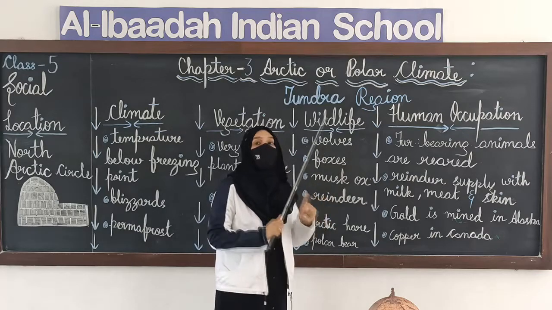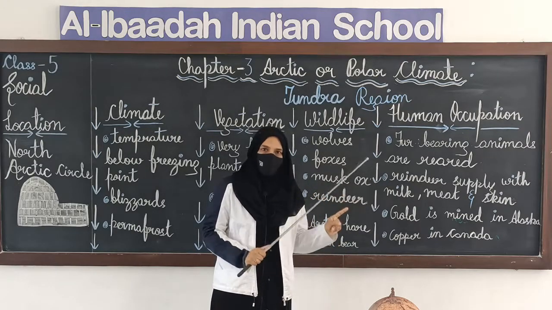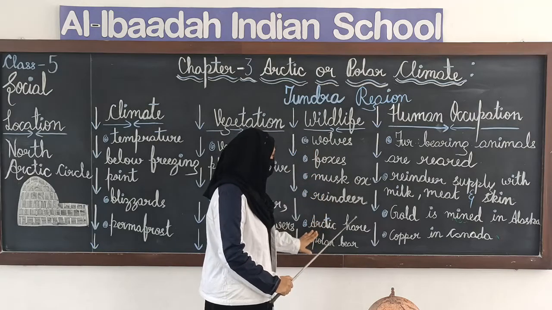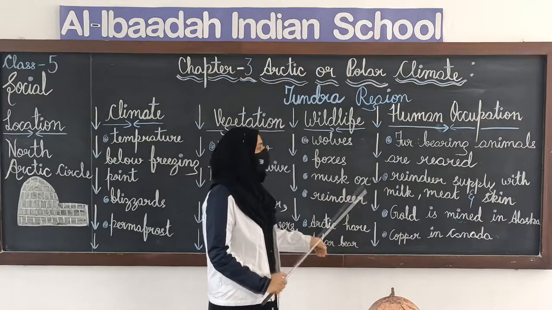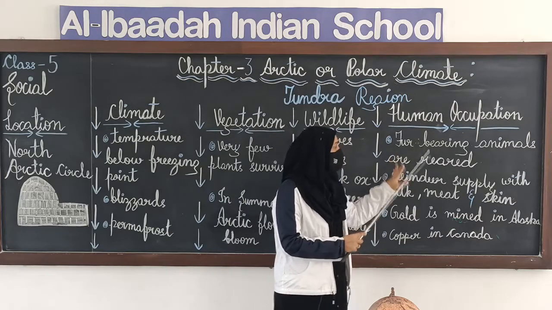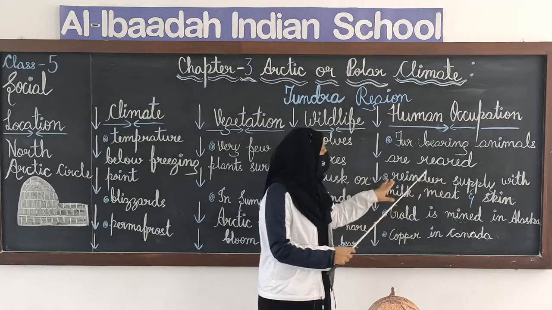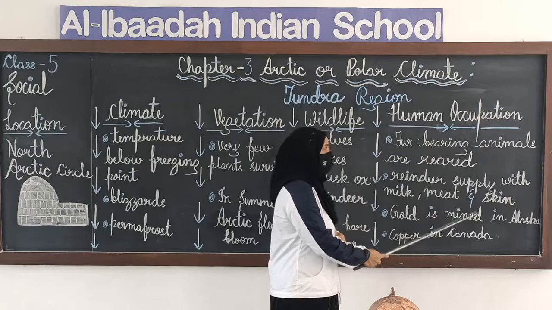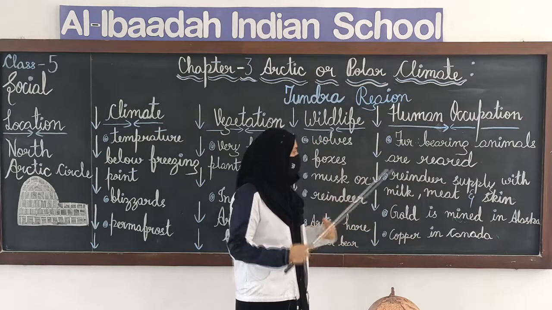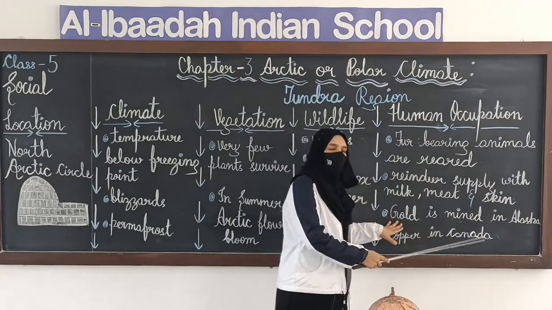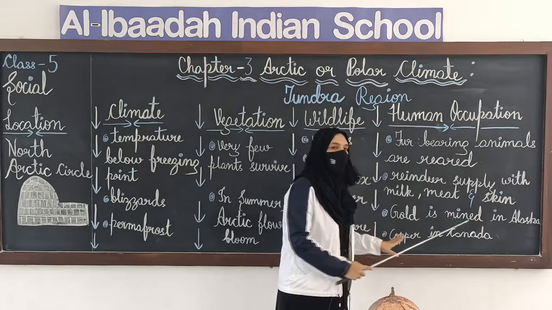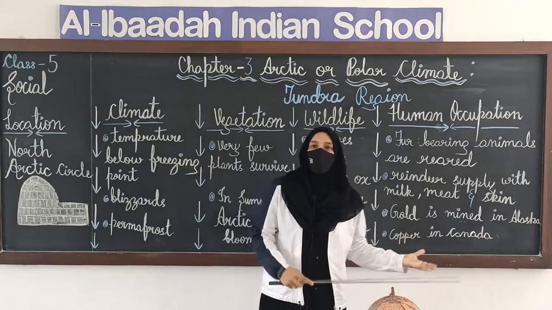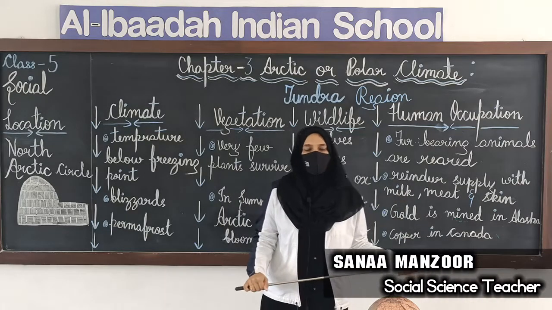Then wildlife: we do not have penguins in the Arctic region. We have wolves, foxes, muskox, reindeer, Arctic hare and polar bear. Then the human occupation is all done with these animals. Reindeer gives them milk, meat, skin. The fur is used for coats, and gold is mined in Alaska, copper in Canada. All these minerals have changed their living style there nowadays.